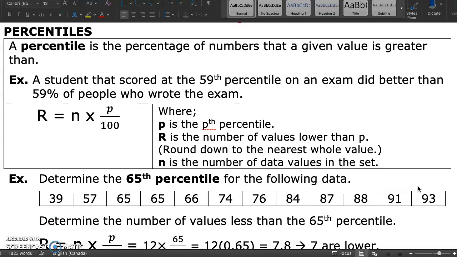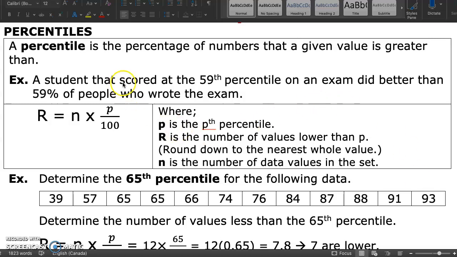So percentiles is actually a concept that is a little bit ambiguous in mathematics. You might see different definitions depending on whether you want to say a value is greater than, or less than, or exactly equal to a particular value. So we'll use this definition moving forward. A percentile is a percentage of numbers that a given value is greater than.